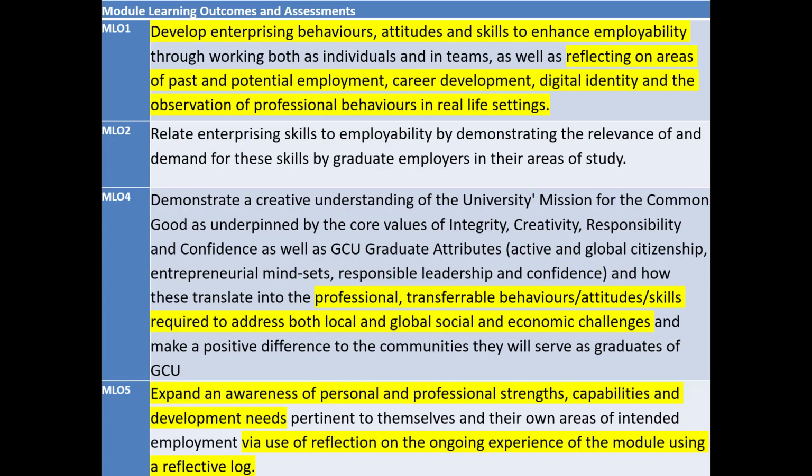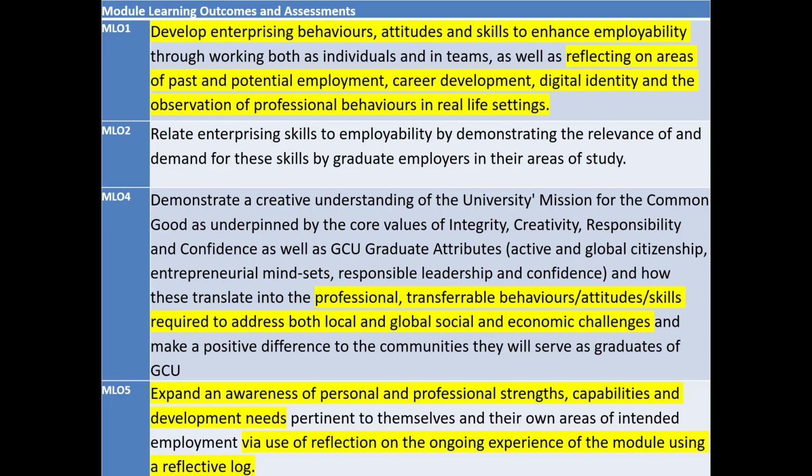Now, importantly, based on that, I have looked at the module learning outcomes for this module. So this is what this module is trying to do. It's trying to teach you. And I think I've highlighted the things that are going to be useful to you or are most relevant to the question you've been asked. So the first one, module learning outcome 1: develop enterprising behaviours, attitudes and skills to enhance employability. And basically what all the assessment is doing is saying, well, how much of that have you done?